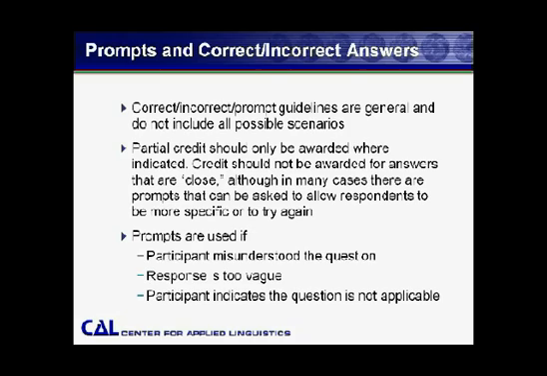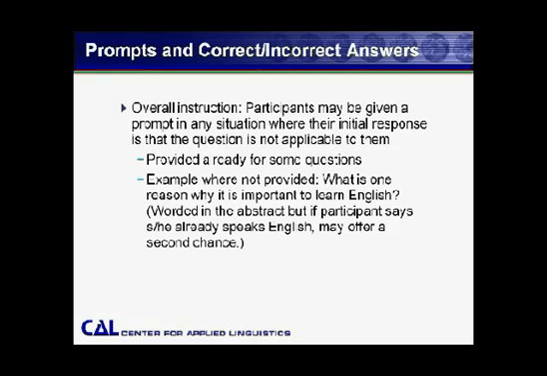So in general, prompts are used if the participants misunderstood the question, or if their response is too vague, or if the participant indicates the question is not applicable to them. This last point is something that was included in the prompt guidelines in the model assessment, but we did not actually get a chance to include this explicitly on the instructions. So I wanted to provide an additional overall instruction, which is that participants may be given a prompt in any situation where their initial response is that the question is not applicable to them.